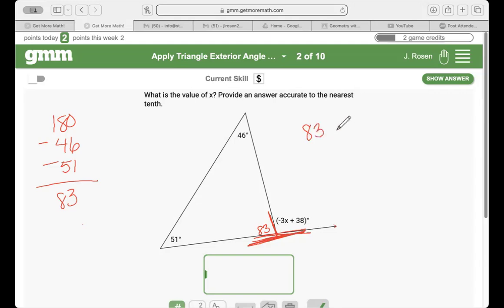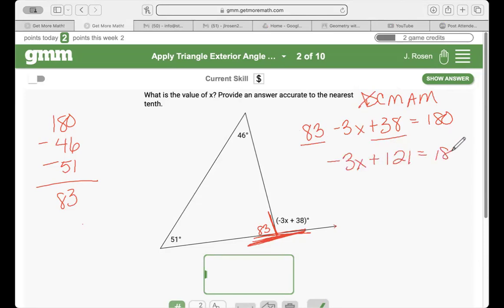So we're just going to say 83 minus 3x plus 38 equals 180. And then again, don't call me after midnight. Every time we do equations, there's no distributive property, but we can combine 83 and 38. So 83 plus 38 is 121. There's no variables on both sides. We're going to do addition or subtraction, so we're going to subtract 121 to get that out of there. So that gives us 180 minus 121 is 59.